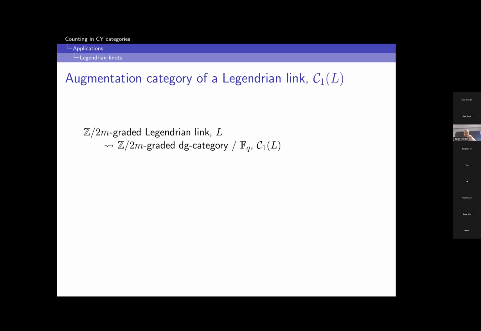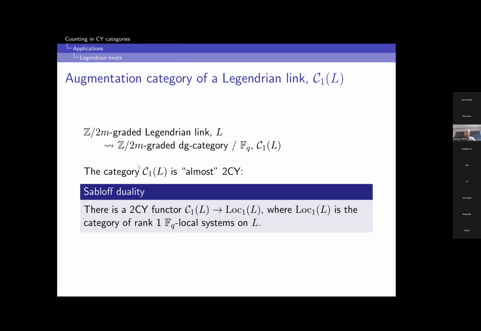Let me just see how much time. I'll just briefly mention this other application. If we have a Legendrian link and assume it's only Z mod 2M graded now, not Z graded, we get this augmentation category over a finite field F_q, which is also graded by Z mod 2M.